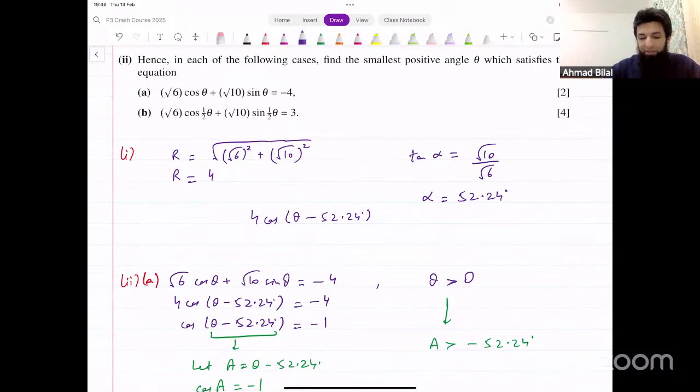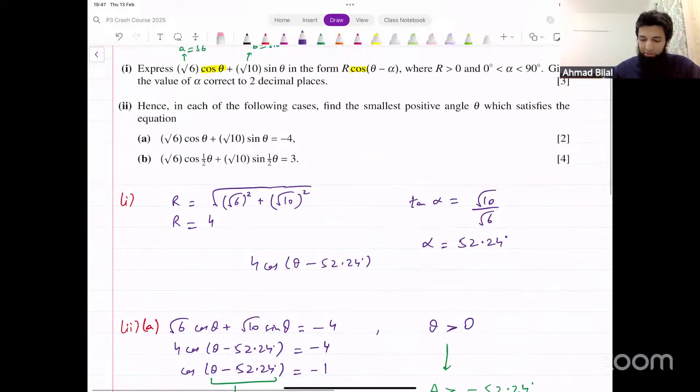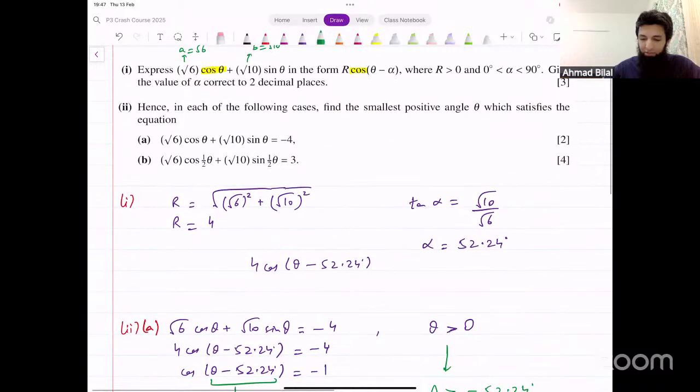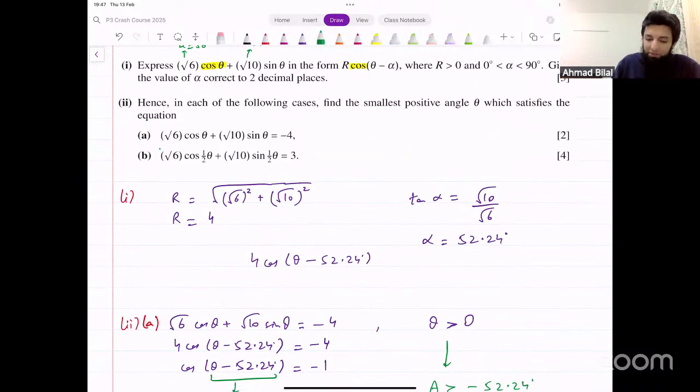Now, what about the next part? I think part B is where the problem might be, because that is slightly different from the other questions that you might have seen. It says square root of 6 times cos of half theta plus square root of 10 times sine of half theta equals 3.